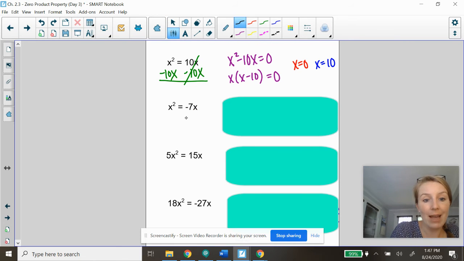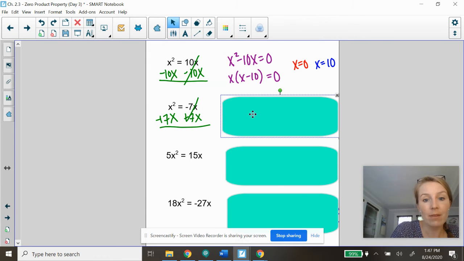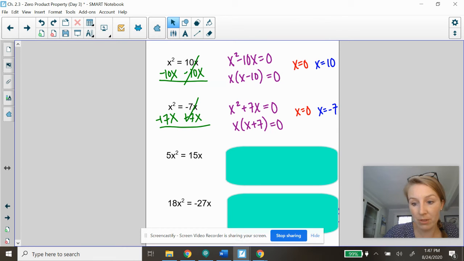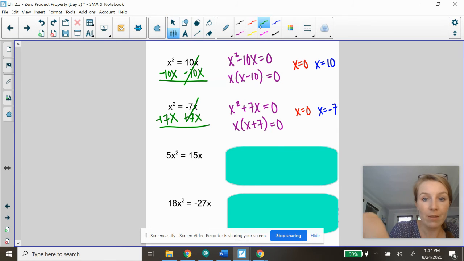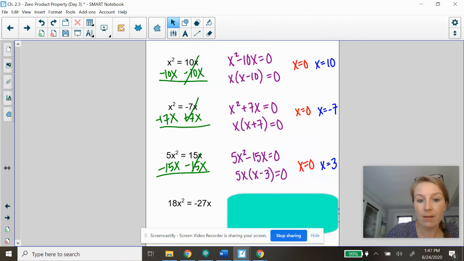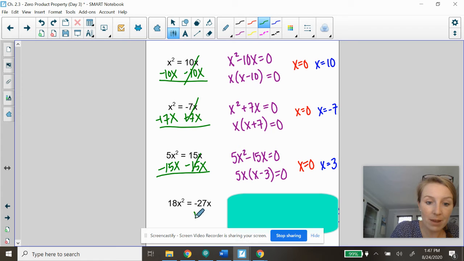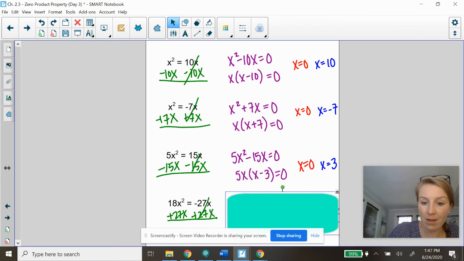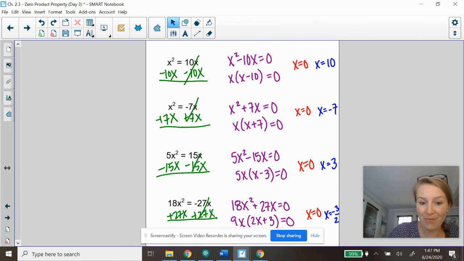On the next one, I would add 7x to both sides, and then undistribute and solve. On the next one, I would subtract 15x from both sides, and then undistribute and solve. And on the last one, I'm going to add 27x to both sides, and then undistribute and solve.